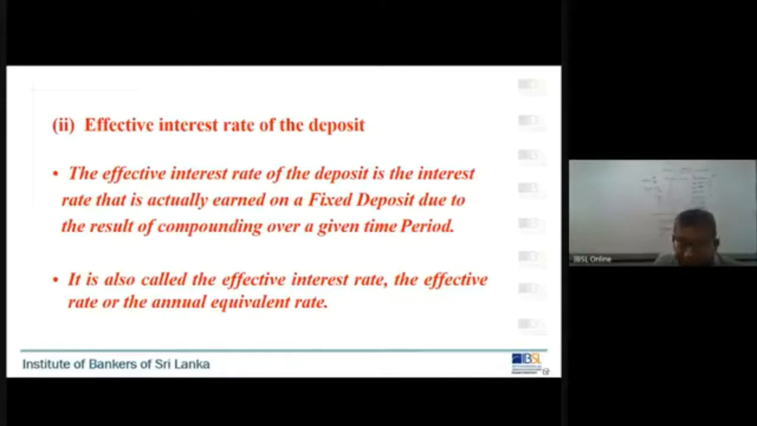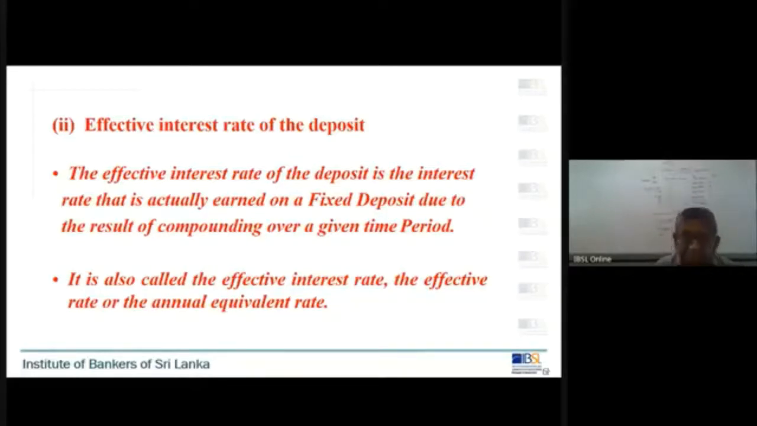What is that? Compound. Effective interest means the interest you actually get, as opposed to the normal interest rate. Right? The effective interest is what you actually have to receive. I hope you understood. Right?